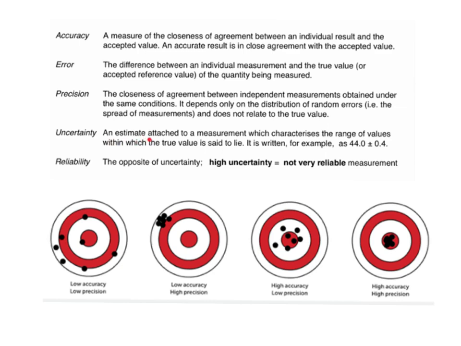So uncertainty is the estimate attached to a measurement, and that characterises the range of values. So we usually write the uncertainty as plus or minus. For example, here we've got a value of 44 plus or minus 0.4. So this plus or minus is the uncertainty. So the opposite of uncertainty is not very reliable measurement. So a high uncertainty means it's not reliable. So when we're asked about the reliability, it's how uncertain your measurement is.